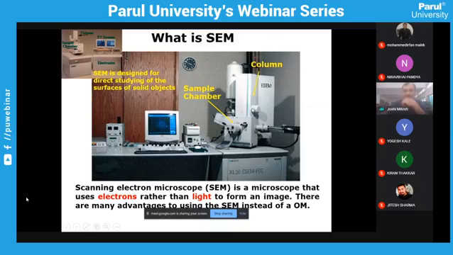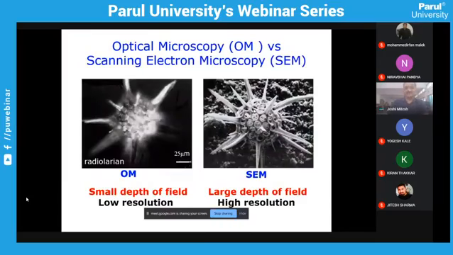Now, why do you need a column? Let me give you some brief about the scanning electron microscope. This is generally the comparison of what you can see in a simple optical microscope, and this is what you can see in a scanning electron microscope. So here you can see the same picture with a large depth of field and a high resolution.